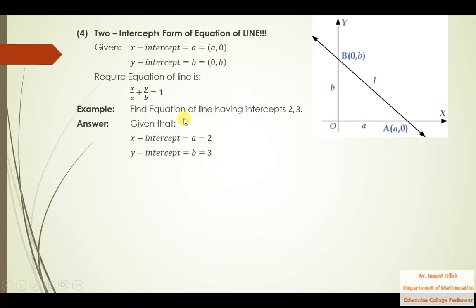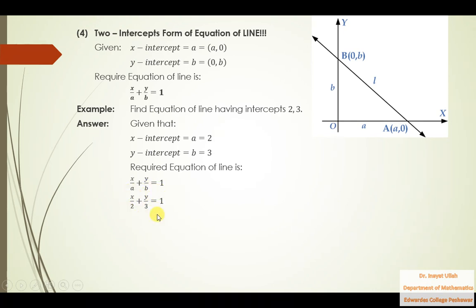How could we find the equation of the line? The required equation of the line is this one: x by a plus y by b is equal to 1. You just need to replace a by its value, a is equal to 2, and replace b by its value, which is 3. Just replace a and b: a is replaced by 2 and b is replaced by 3. So that is the equation of the line.